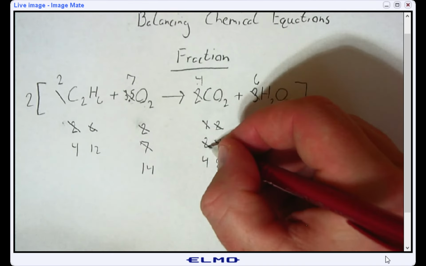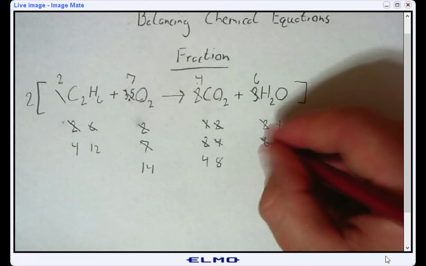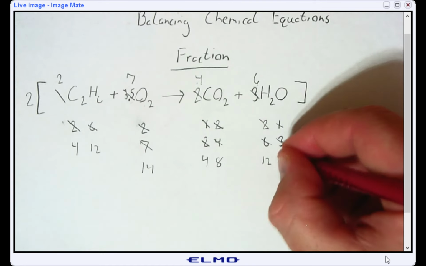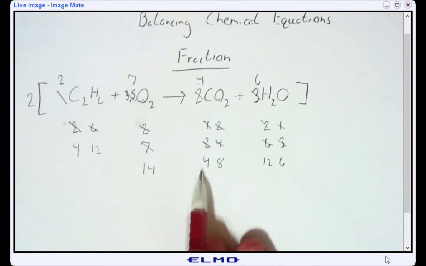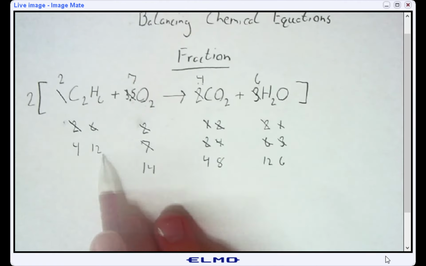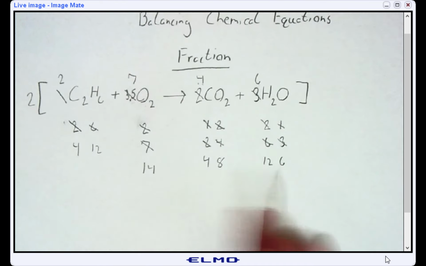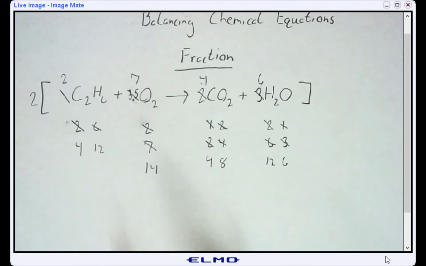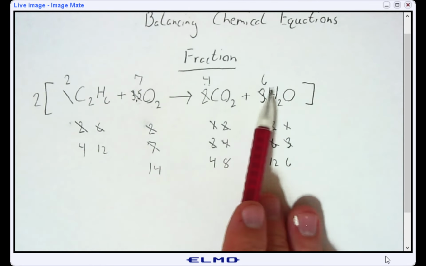Don't multiply this new, multiply the answer. 6 times 2 is 12. 6 times the original 1 is 6. Let's add them up. 4 carbon, 4 carbon, 12 hydrogen, 12 hydrogen, 14 oxygen, 8 plus 6 is 14 oxygen. This is a balanced chemical equation with coefficients of 2, 7, 4, and 6.